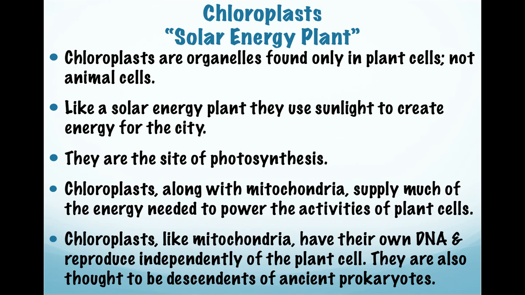Chloroplasts are like your mitochondria in that they have their own DNA. So this is yet another structure that we feel was an ancient prokaryote, meaning it was an ancient bacteria that moved inside another organism and they began to evolve together into what would be our plant cells eventually.